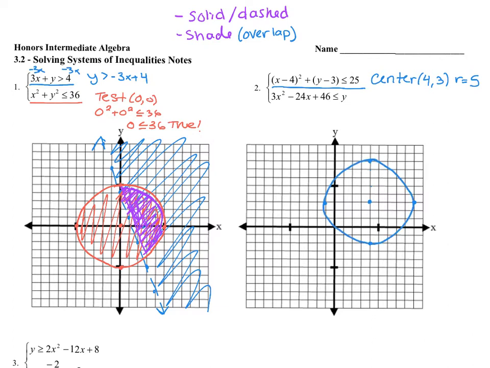And I'm going to figure out whether I'm going to shade inside the circle or outside the circle. Now for this one, I don't know if 0, 0 is the best choice because it's really hard to tell whether 0, 0 is inside the circle or outside the circle based on how I drew my circle. So I'm going to pick another point. I'm just going to pick 1, 1 because it's right there. So if I substitute in 1, 1, 1 minus 4 squared plus 1 minus 3 squared. So I'm going to have 9 plus 2, so 11 is less than or equal to 25, which is true. So this one again, I'm going to shade inside my circle.